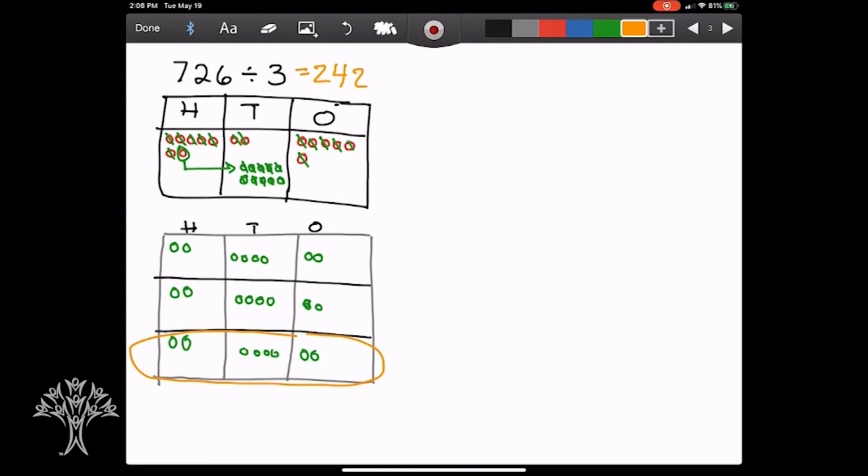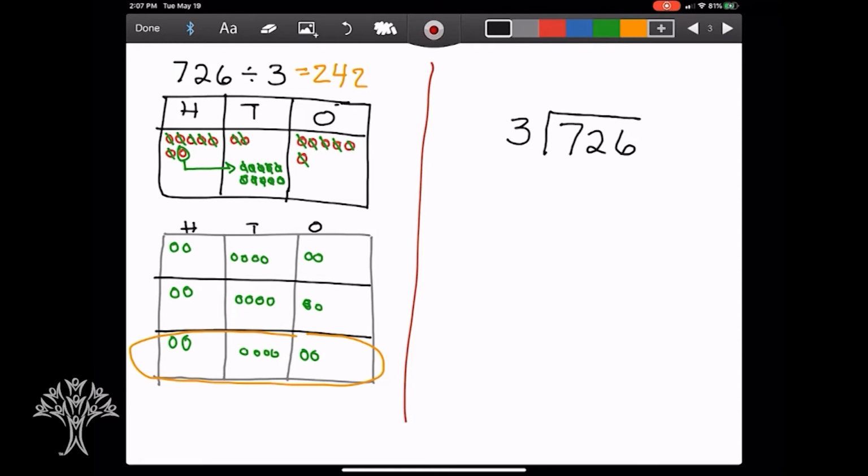So now let's relate that to the standard algorithm. I'm going to show you what the standard algorithm would look like for that, and hopefully you start to see some connections here, and we'll talk about those connections. So we would write it in standard algorithm like this. So 726 divided by 3. And now I'm going to think about how many times I could break that up.